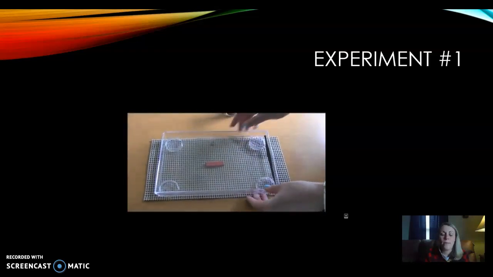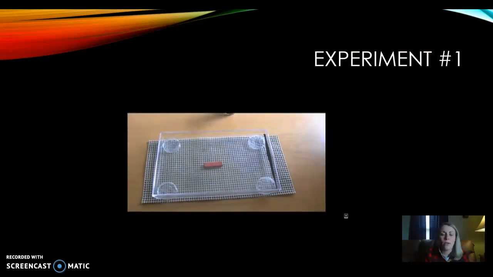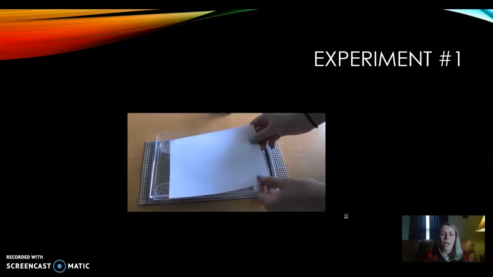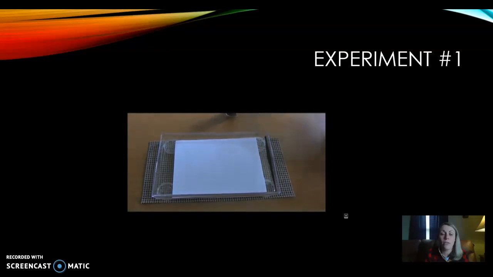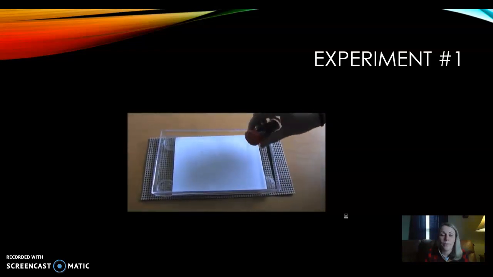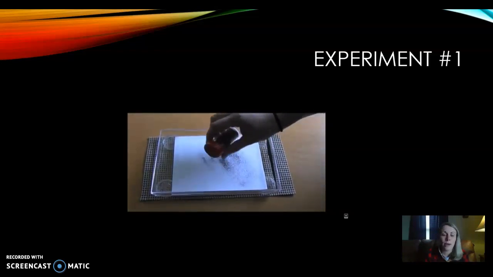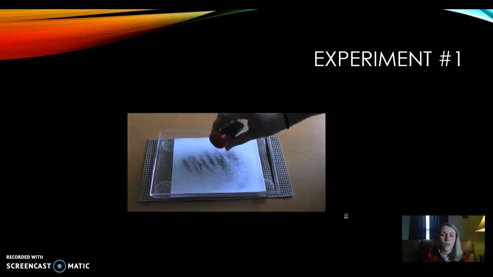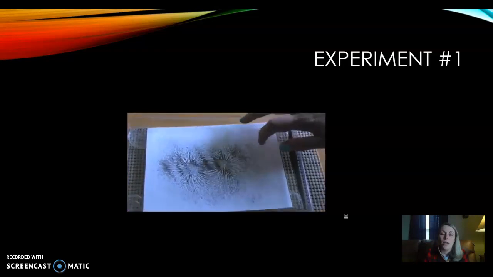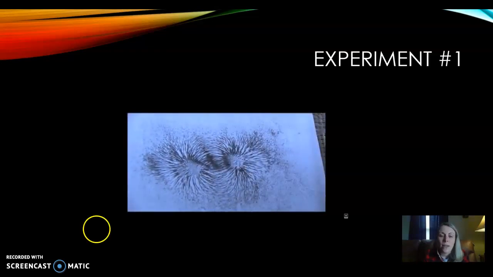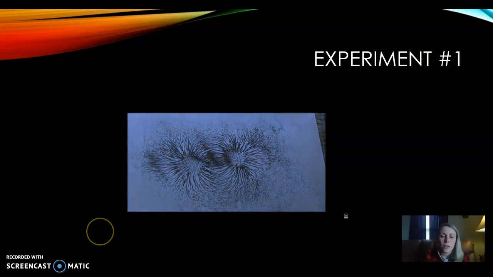Now, once the paper has been placed on top of this tray, meaning that the iron filings and the magnet are physically not touching each other, because the paper and the tray is separating them, once she taps this paper, watch what happens to the iron filings. Take a good look.